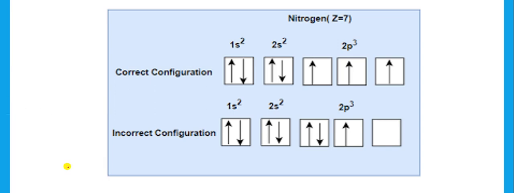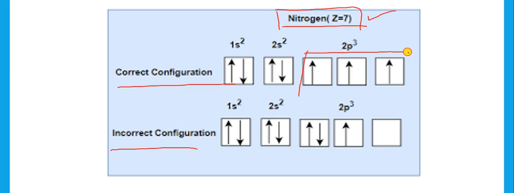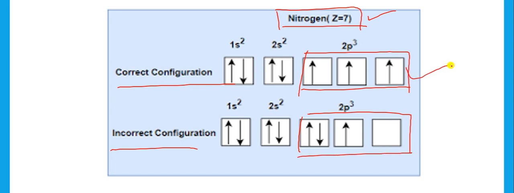Students, here we have nitrogen and it has atomic number 7, that is 7 electrons in it. How will we distribute electrons in these subshells, 1s, 2s, 2p? The first one is the correct configuration and the second one is the incorrect configuration, because Hund's rule says that if same energy orbitals are available, the electrons will fill up with the same spin in separate orbitals as compared to opposite spin in one orbital.